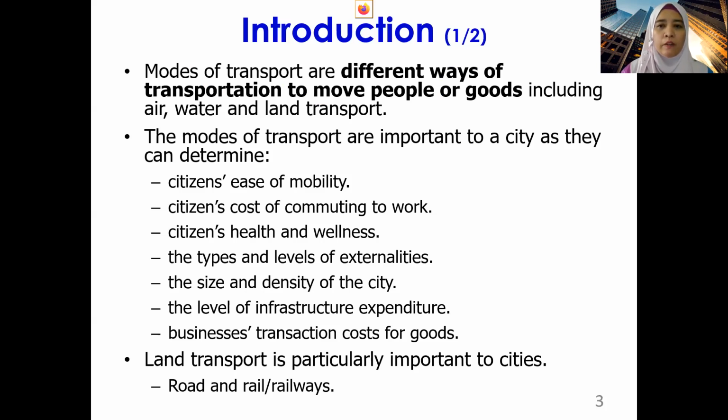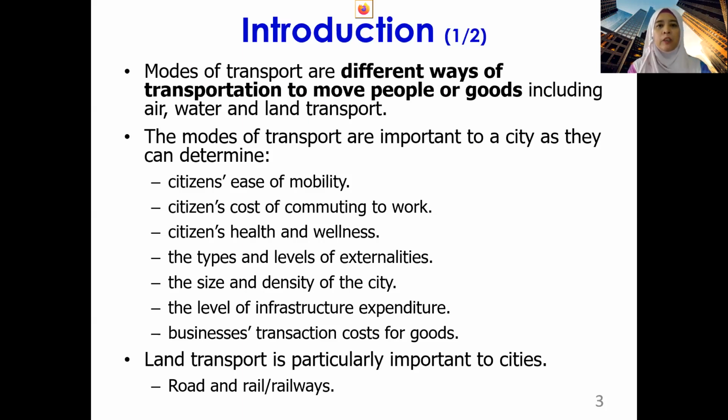Of course, if the mode of transportation has a high cost, that will result in a higher cost of commuting for these workers, and that will be reflected in the net income that they receive from their job, which is a lower net income. And that will cause utility to be affected as well, right? We have discussed this before.